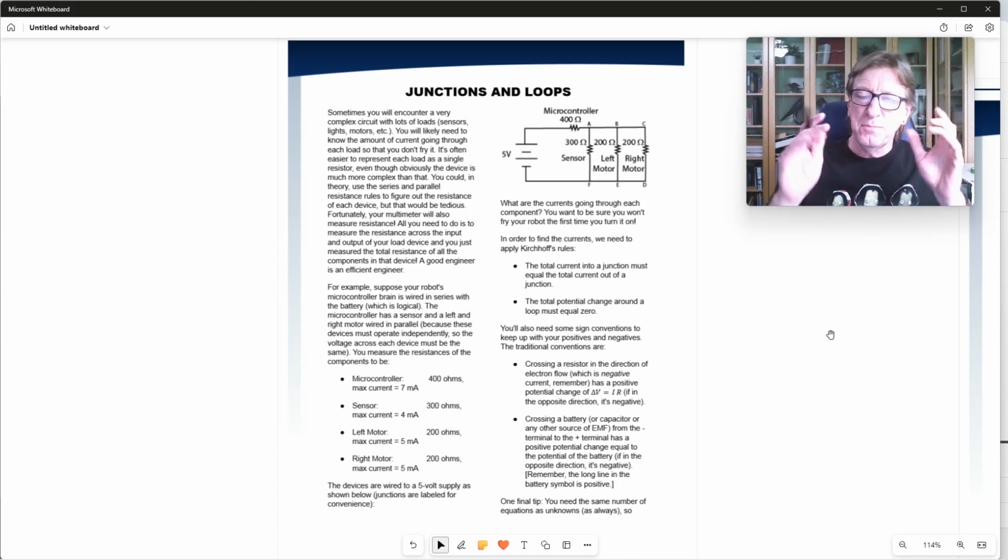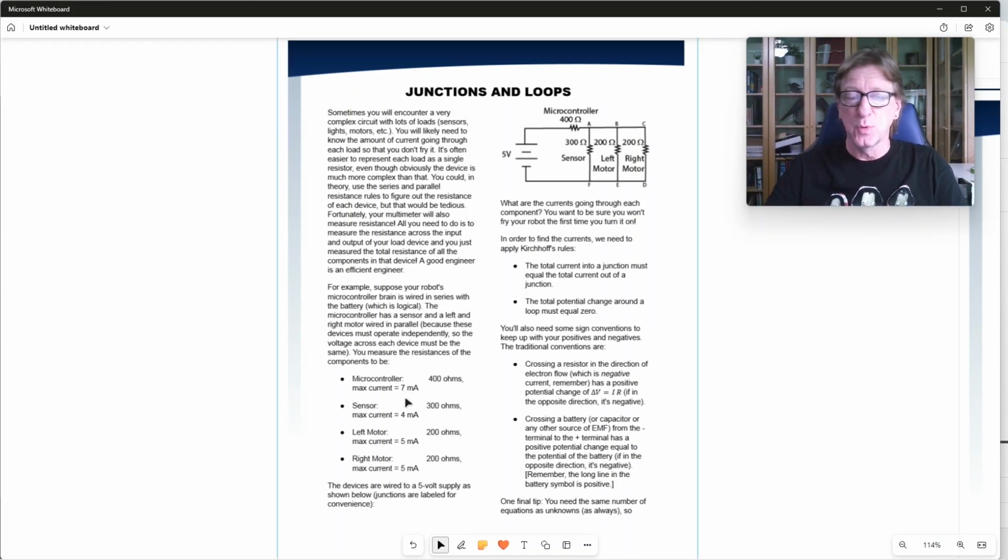We've got a basic robot setup here. We've got the microcontroller, that's the main board. This is where the robot's brain is. Down here, then we've got a sensor of some sort. Maybe it's an ultrasonic sensor, maybe it's an accelerometer, doesn't really matter. And then we have left and right motors for them.